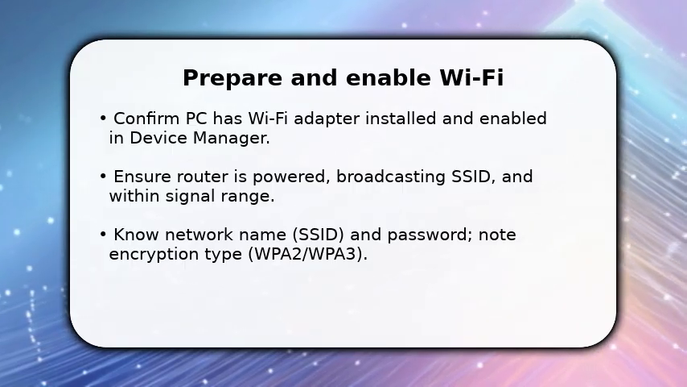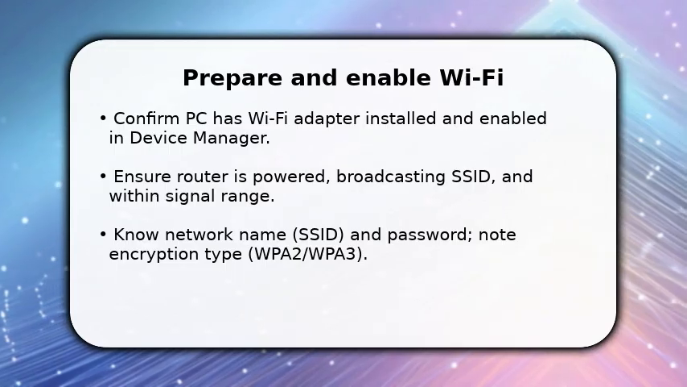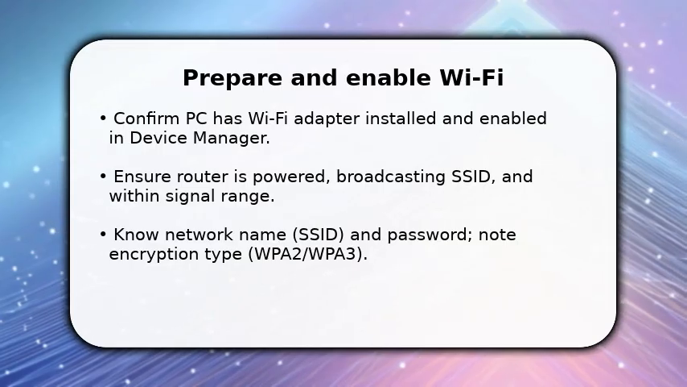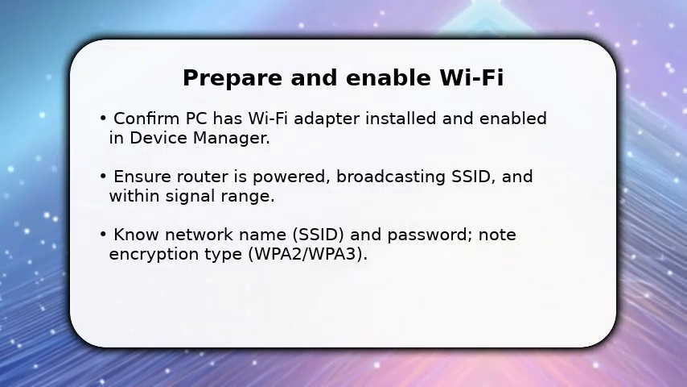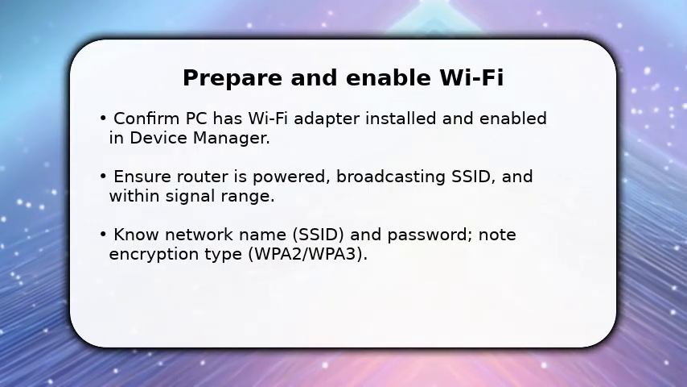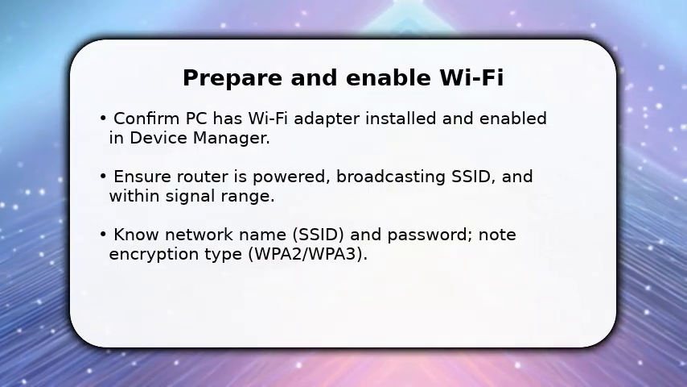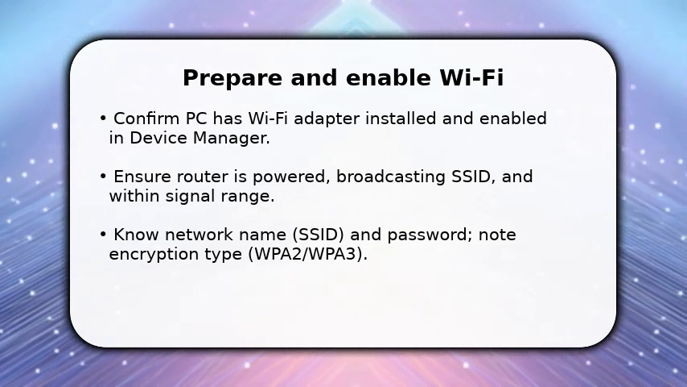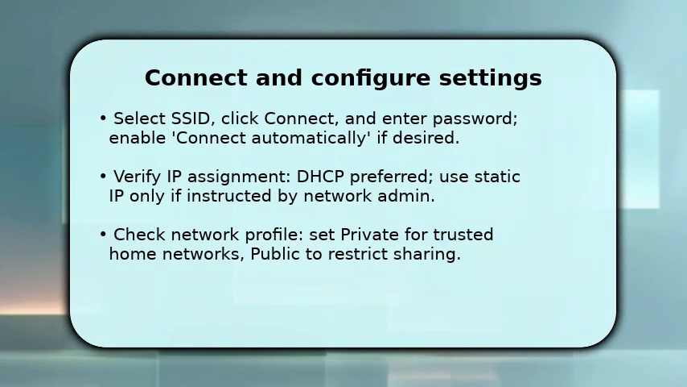Once enabled, scan available networks and look for your router's SSID. If you don't see it, move closer or check the router's lights. Make sure you have the correct password and encryption type ready before connecting, because you'll enter credentials in the next step. You'll connect now: click the network icon, pick your SSID, and type the password exactly, then hit connect.